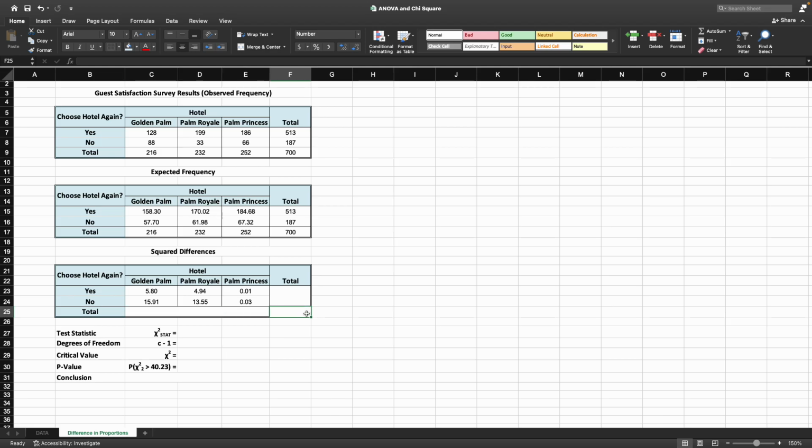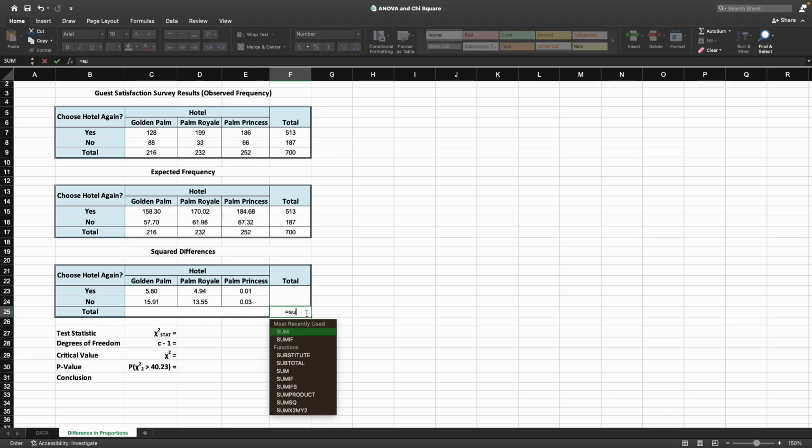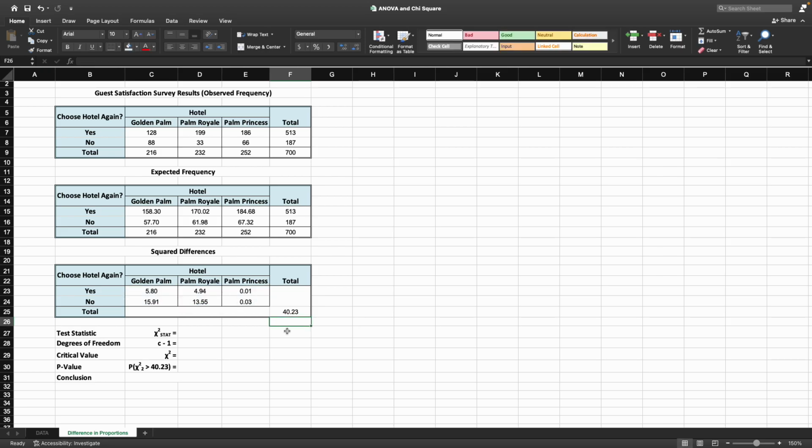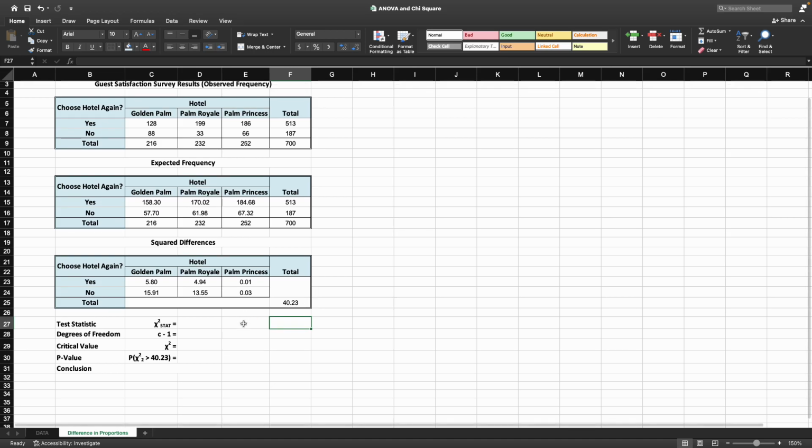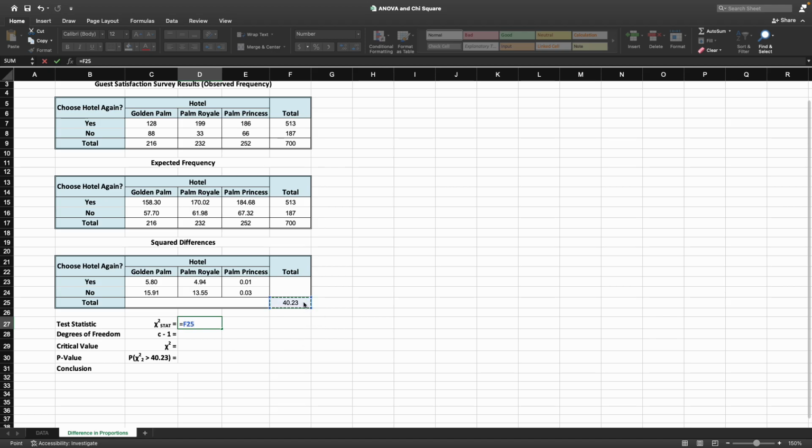So in this total cell right here, I'm going to say equals sum, and I am going to sum up all of these 6 values, close, enter, and we get 40.23. So our test statistic, the chi-squared stat, is just going to be 40.23. I'm just going to say equals this cell. You could also just write 40.23.